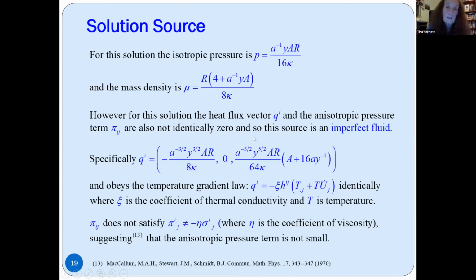So this source is indeed not a perfect fluid. The heat flux vector is shown here, and it does obey the usual temperature gradient law identically. However, the anisotropic pressure term does not satisfy this equation, which is often stated, where there's a simple relationship between pi and the shear tensor. But following McCallum, that simply suggests that the anisotropic pressure term is not small in this case.